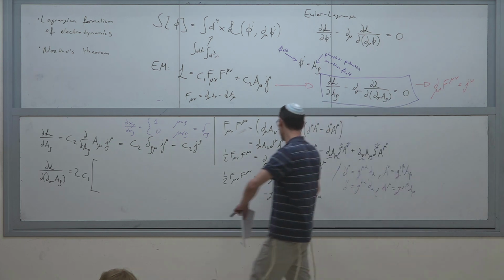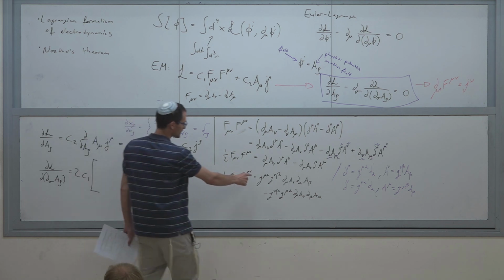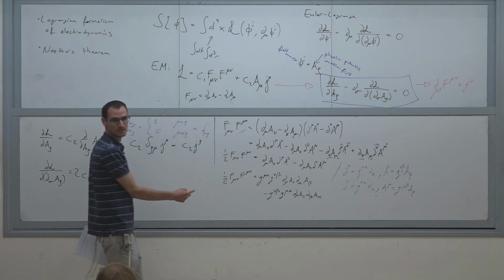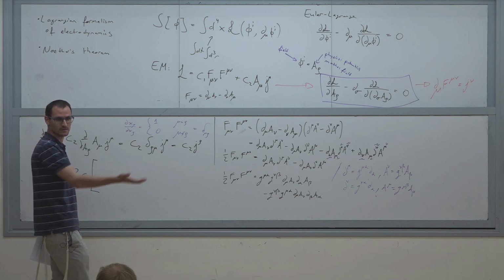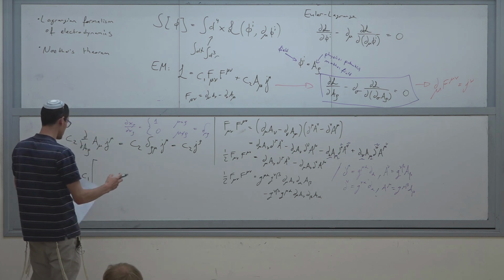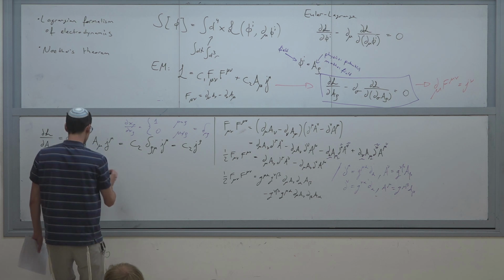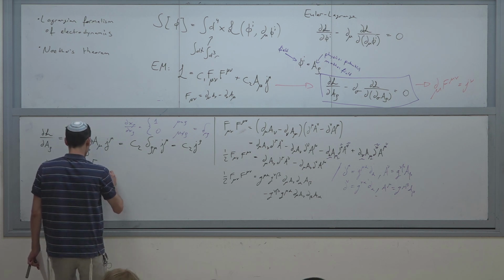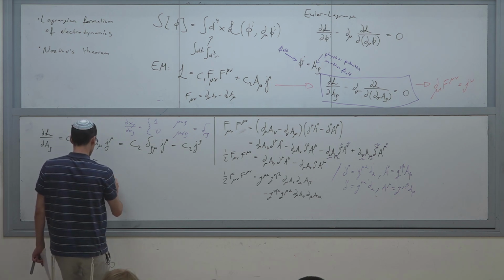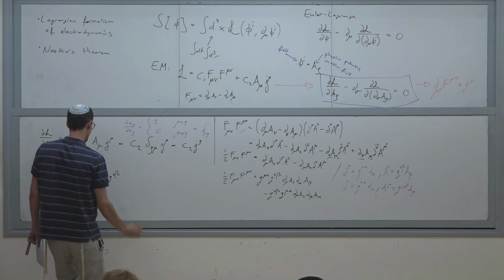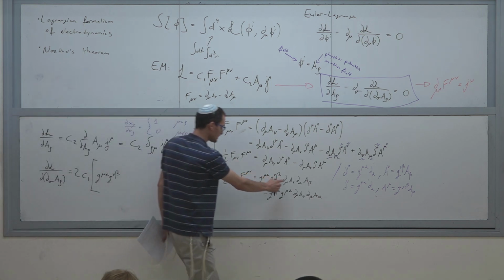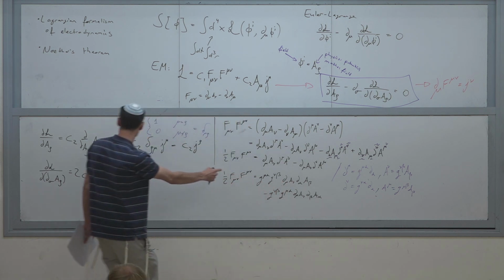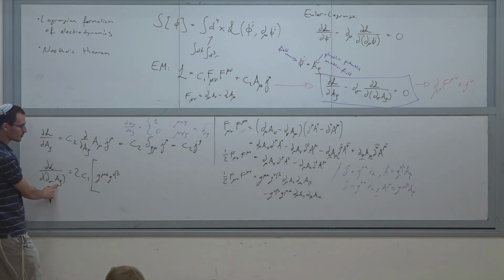Simple, right? So if you take the derivative of the first part, and obviously the g's are just numbers. A diagonal matrix with ones and minus ones, it's just a number. So they come before the derivative, they're just constants. So the first term is g^{μα} g^{νβ}. And now I take the derivative of ∂_μ A_ν with respect to ∂_σ A_ρ.